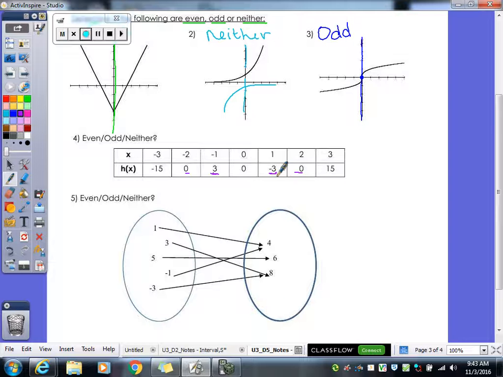Odd, you would get the negative version, the opposite version. So if I have positive 1, I get a negative 3. Negative 1 should give me the opposite, which it does, which is 3. 2 gives me a 0. Negative 2 gets me a 0. You can't really test that. 0 is neither positive or negative, as we talked about. Positive 3 gives me a 15. Negative 3 gives me a negative 15, so it does negate it. So this would be an odd function.